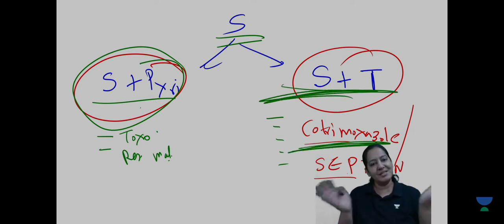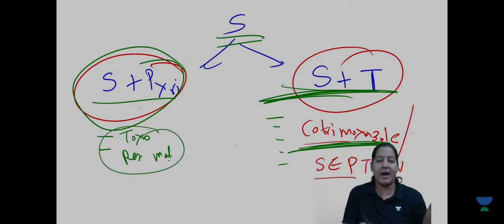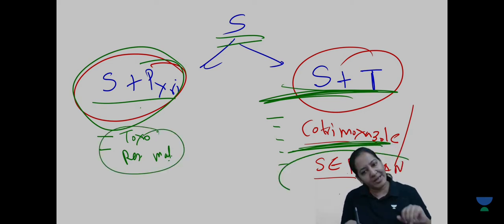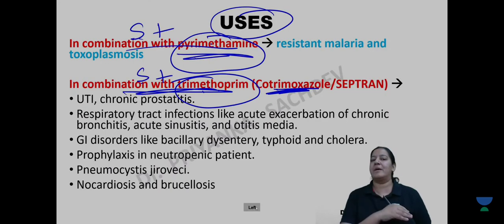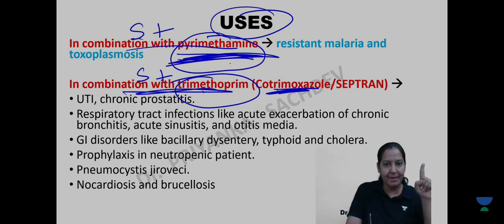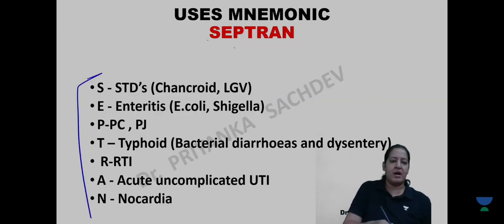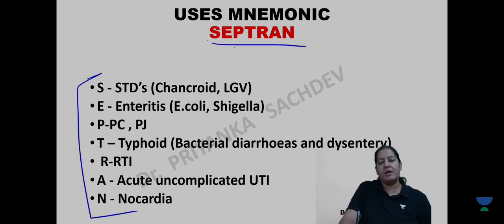Septran, cotrimoxazole. There are many uses, so there is a mnemonic. Here only two are there, so no mnemonic is required. But here I have a mnemonic, and the mnemonic is Septran itself. I will tell you the full form of Septran. Sulfonamide is never used alone. It is used either in combination with pyrimethamine, for two uses, resistant malaria and toxoplasma, or in combination with trimethoprim. That combination is known as cotrimoxazole or Septran. I'm telling you the uses of sulfonamide plus trimethoprim.